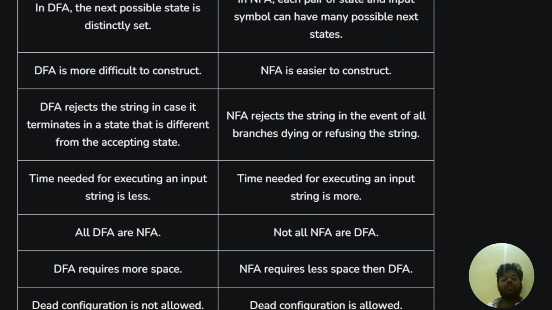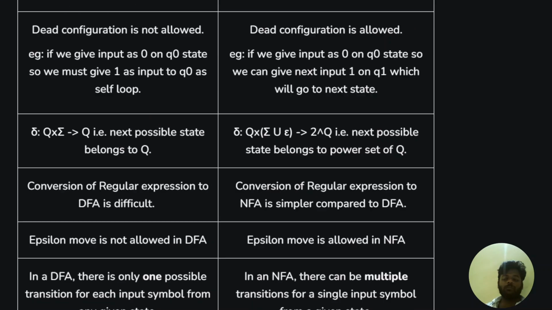Time needed for executing an input string is less in DFA. Time needed for executing an input string is more in NFA. All DFA are NFA, not all NFA are DFA. DFA requires more space. NFA requires less space than DFA. In DFA, dead configuration is not allowed. Example, if you give input as 0 on Q naught state, so you must give 1 as input to Q naught as self loop.